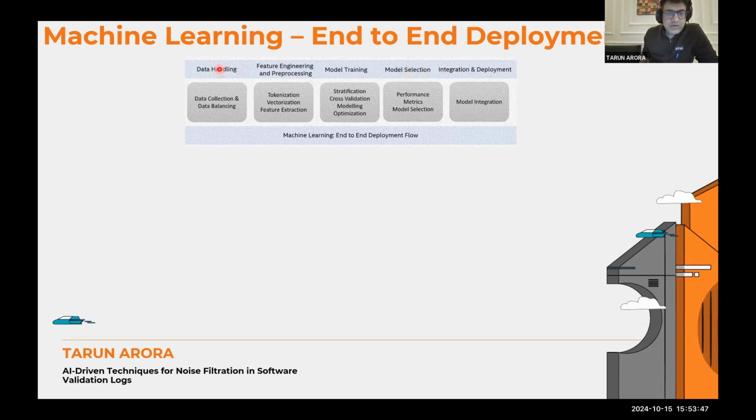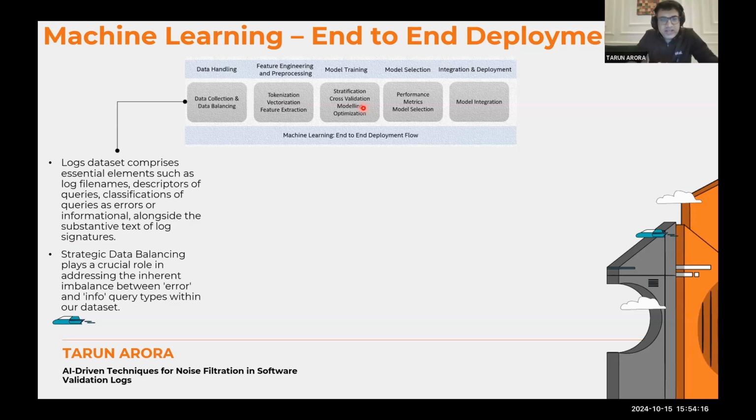So essentially, in data handling we are talking about data collection and data balancing. In feature engineering, we talk about some concepts of tokenization, vectorization, and feature extraction, which are important concepts in the world of NLP. Then we talk about model training, and here we have the concepts of stratification and model optimization. Then eventually, how do we select the metrics, and the metrics integration.